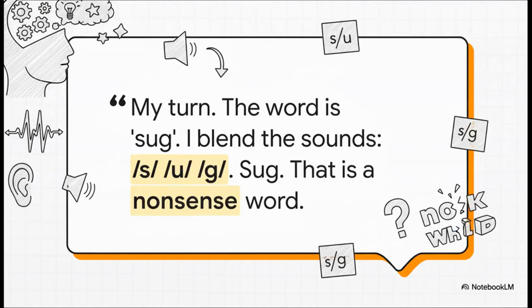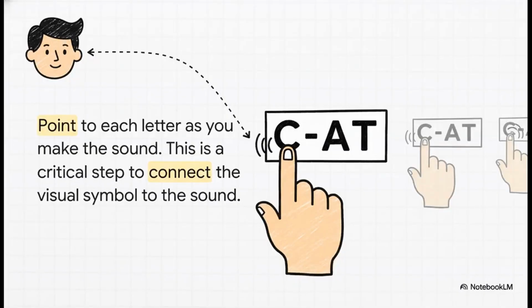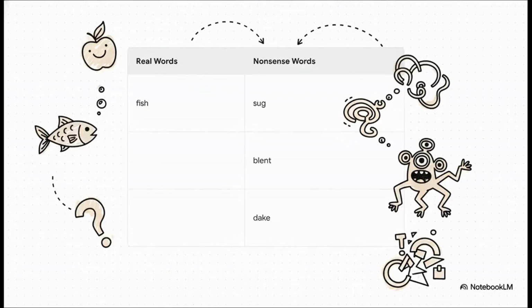You're always going to start with an I do. This is where you model the whole process with a really clear think aloud. You're making your thinking visible and audible for your students, showing them what's going on in your brain as you read. And pay close attention to this explicit teacher move. As you say each sound, you have to point to the letter or letters that make that sound. This physical action is so important because it physically connects the visual symbol to the sound it makes for the students. And throughout the lesson, you'll be using a simple T-chart to sort the words. Doing this together just makes those abstract concepts of real and nonsense way more concrete and visual for your kids.